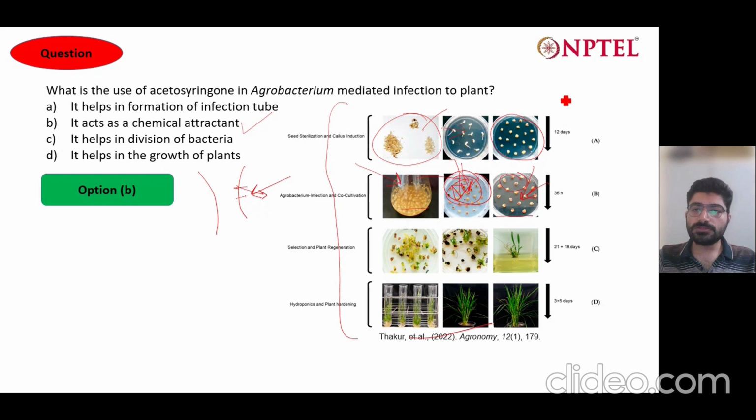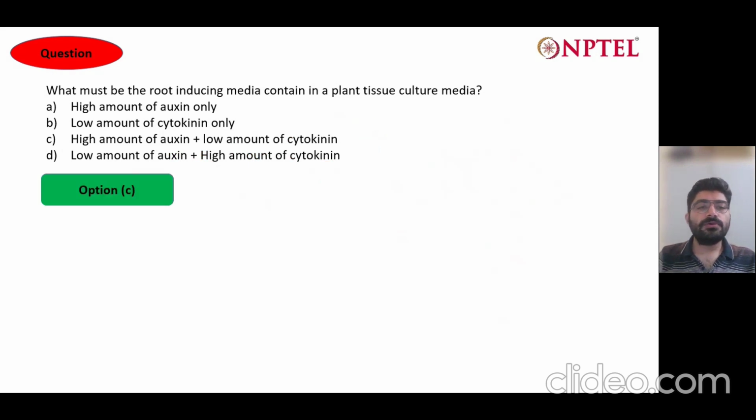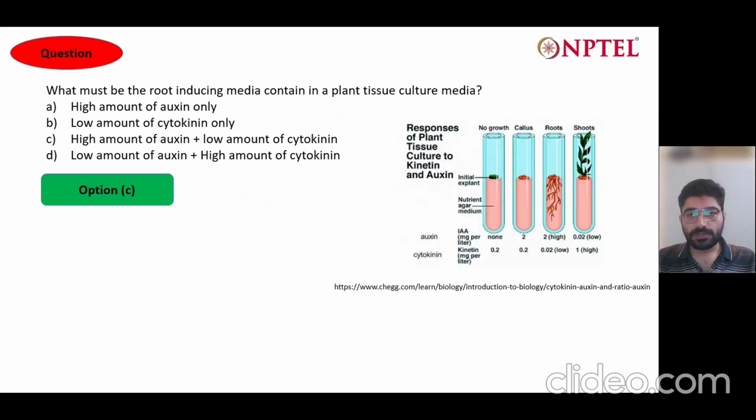Okay, so this was the full process. Moving on to the next question. What must the root inducing medium contain in a plant tissue culture medium? It must contain high auxin or high cytokinin, or high amount of auxin plus low amount of cytokinin, or the last option, low amount of auxin plus high amount of cytokinin. So it must have a high amount of auxin and a low amount of cytokinin.